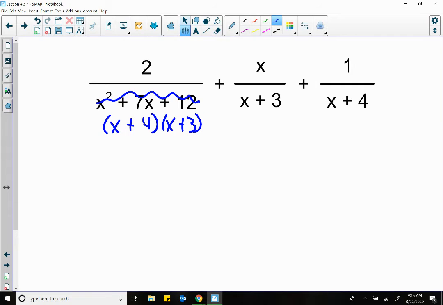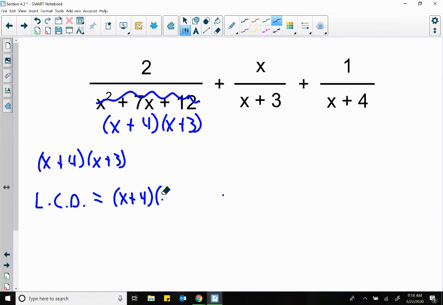Okay. So if we're thinking about our LCD, our denominators are x plus 4 and x plus 3. Those are all the denominators. Okay. So LCD. We're going to write down our denominators. Okay. X plus 4, that's the first one. X plus 3. I mean, I guess if you really want to write down the other ones, x plus 3 and x plus 4. There we go.